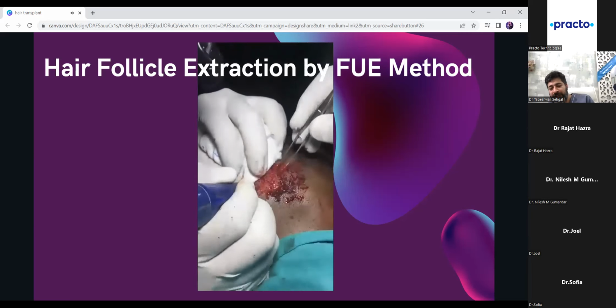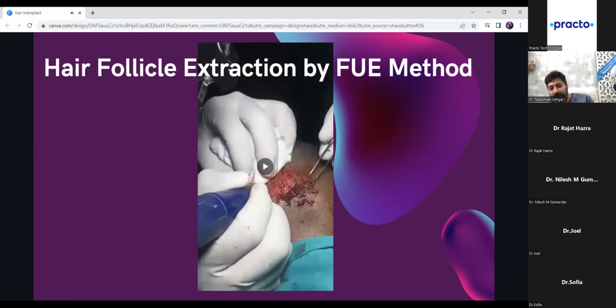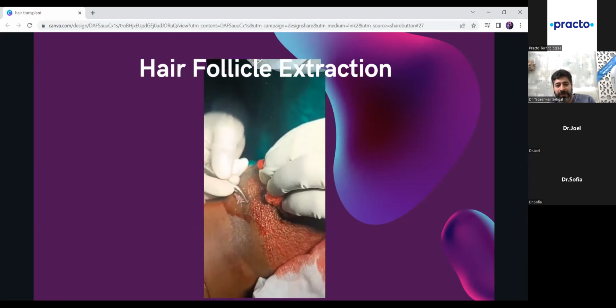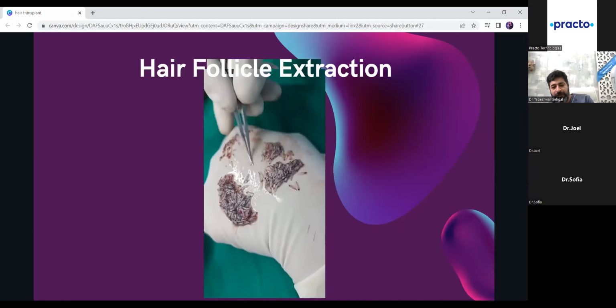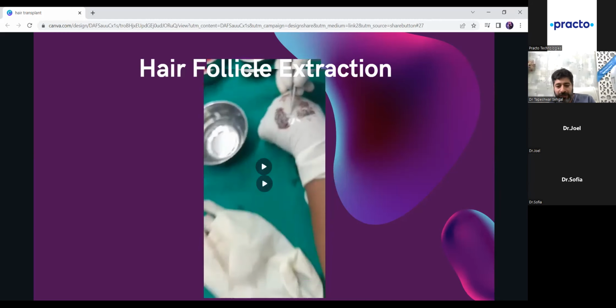Now we are so well trained in it. Initially, it was difficult for us to even extract 1,000 follicles, but now the speed is so high that we can extract up to 5,000 follicles in 3 to 4 hours. Once the drill has been used, I'll just play it.